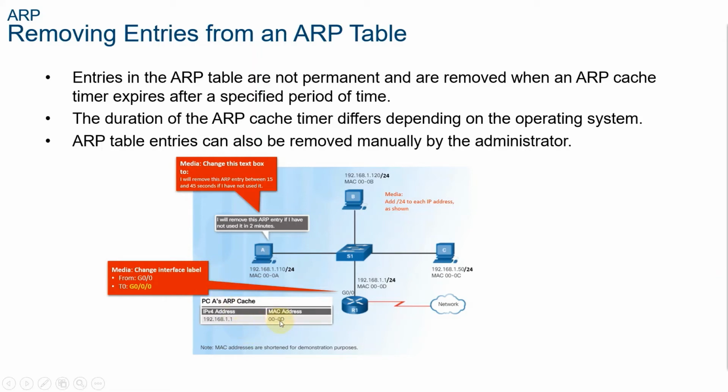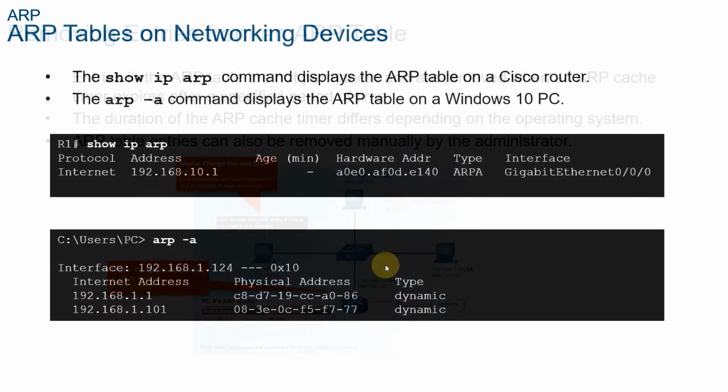Commands may also be used to manually remove some or all of the entries in the ARP table. After an entry has been removed, the process for sending an ARP request and receiving an ARP reply must occur again to enter the map in the ARP table.